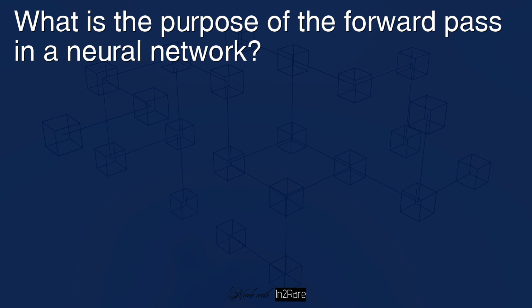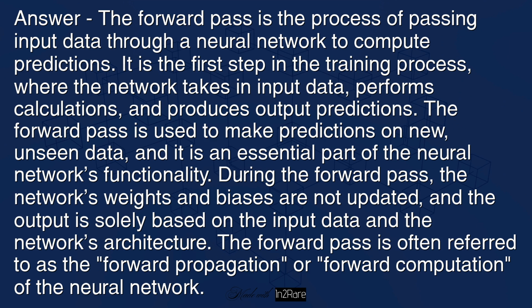What is the purpose of the forward pass in a neural network? Answer: The forward pass is the process of passing input data through a neural network to compute predictions. It is the first step in the training process, where the network takes in input data, performs calculations, and produces output predictions. The forward pass is used to make predictions on new, unseen data, and it is an essential part of the neural network's functionality.